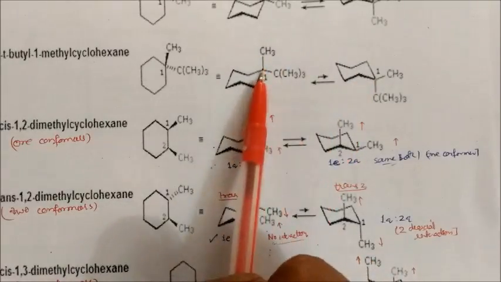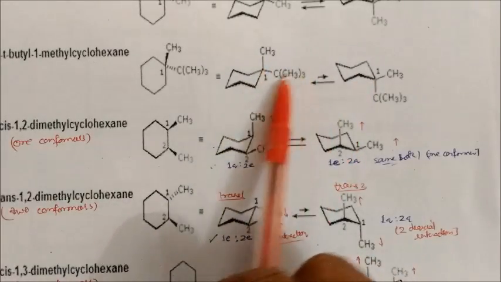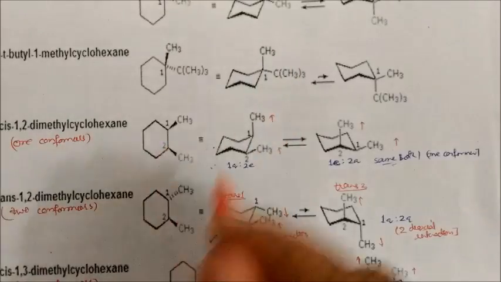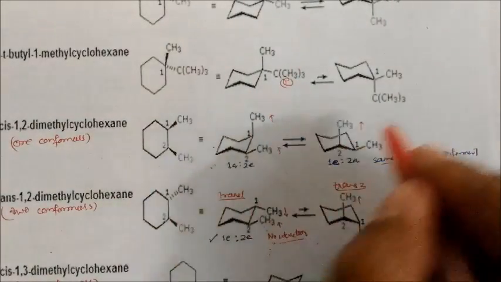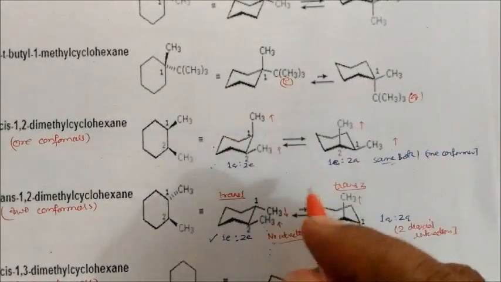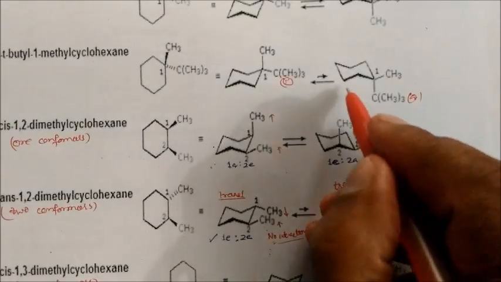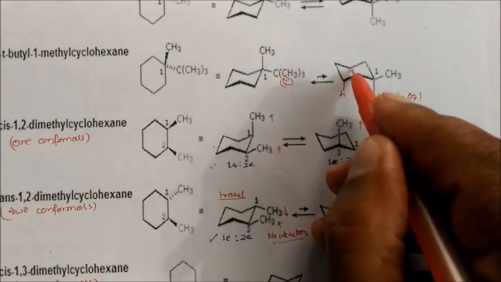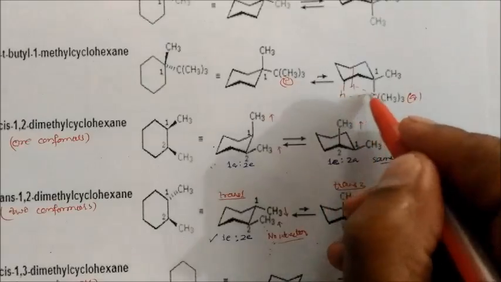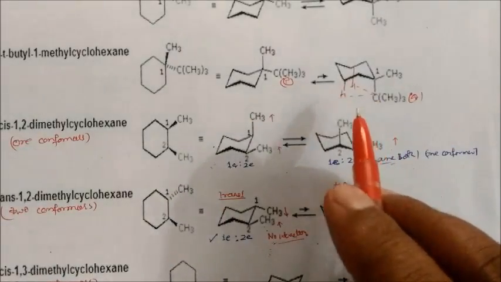Why is this more stable? Because this whole bulky group is in equatorial position. So this position is equatorial, so this is more stable. This position is axial, so this is less stable because it is interacting with the hydrogen from this side, hydrogen from this side. So there are more gauche interactions in this case.